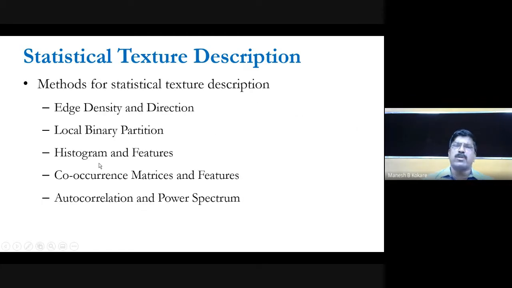Now, what are the different ways with which we can estimate the textural properties? The first simple method is edge density and direction. See how we can calculate this: edge density and direction. Like you can extract the edge histogram, or the local binary pattern. Finding the local binary pattern of the texture is another statistical approach. Then the histogram: plotting the histogram of the texture image and finding its features. Then co-occurrence matrices and features can be calculated using the statistical approach. And then also the autocorrelation and power spectrum of the texture. So these are the different methods for finding the statistical features of the texture.